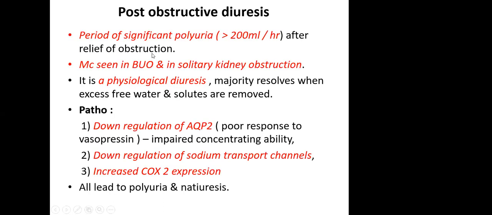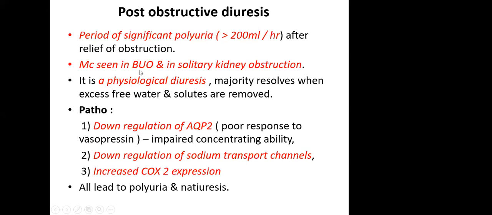Coming to the important one, next is post-obstructive diuresis. This is also very important from the exam point of view. What is post-obstructive diuresis? For example, a patient comes with stone disease, you treat the stone, and after the treatment, what will happen in the post-operative period? The patient will develop significant polyuria. When we go for rounds and see the urine output, it will be written in the chart as 6 liters, 7 liters of urine output within 1 day. This is called post-obstructive diuresis. There will be more than 200 ml per hour, polyuria will be there.